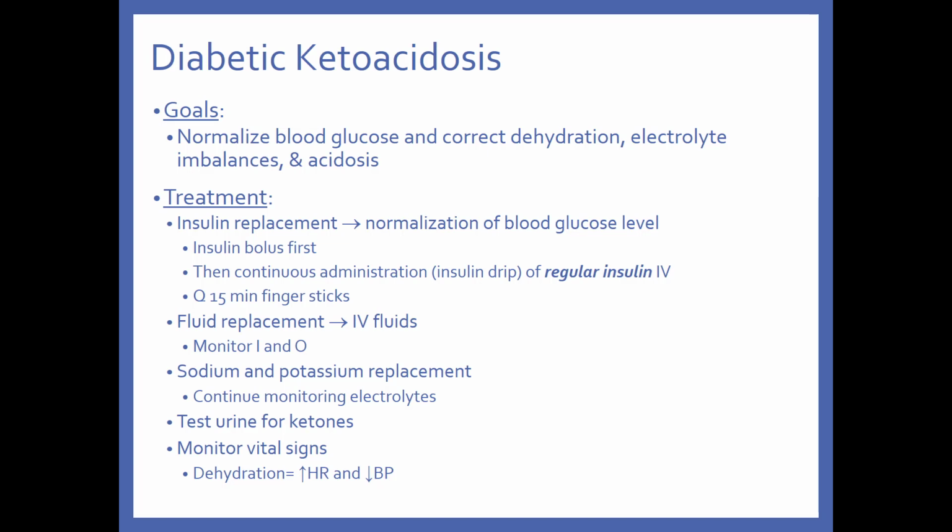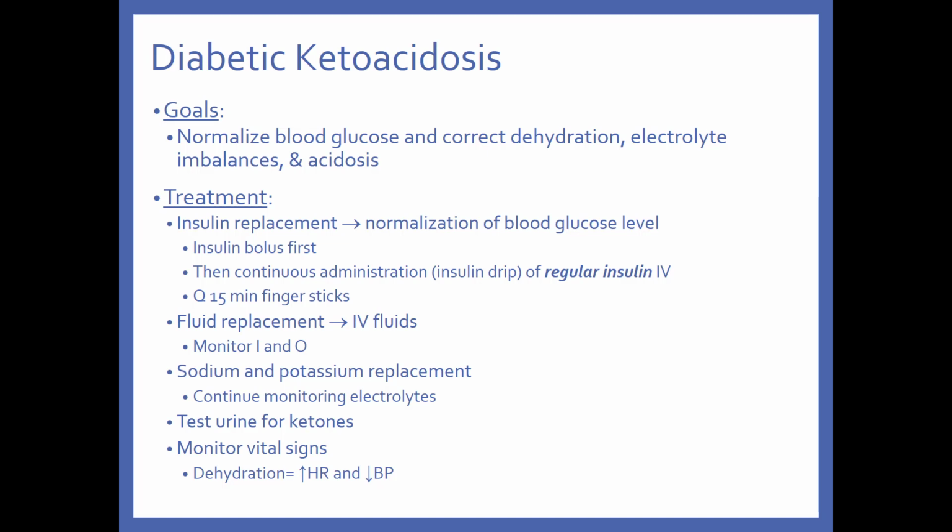So insulin administration, and then fluid replacement. They definitely need IV fluids because they are severely dehydrated from the polyuria. Closely monitor their I's and O's. Sodium and potassium replacements. So with all the fluid loss, they could be low on these levels.